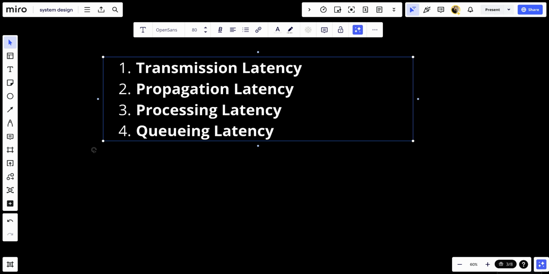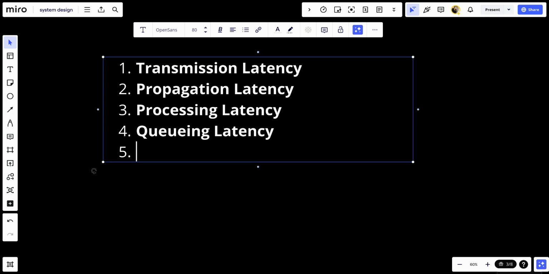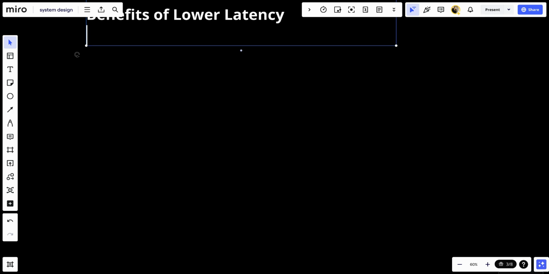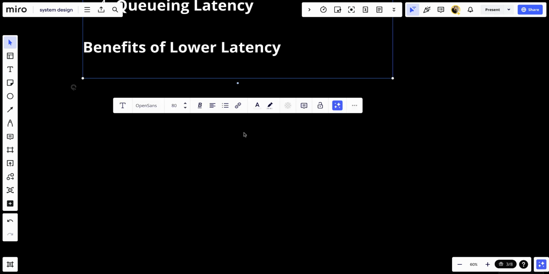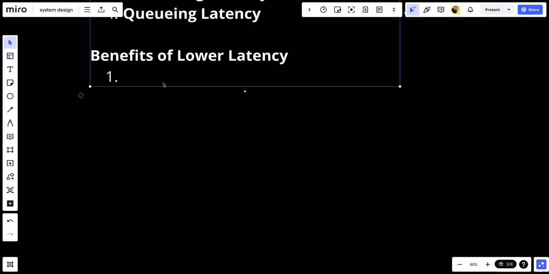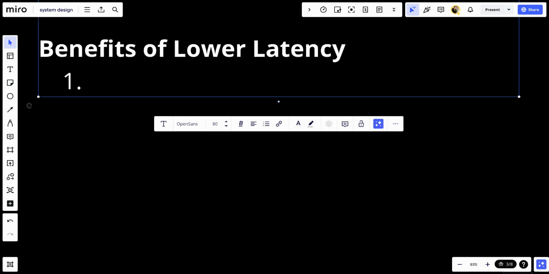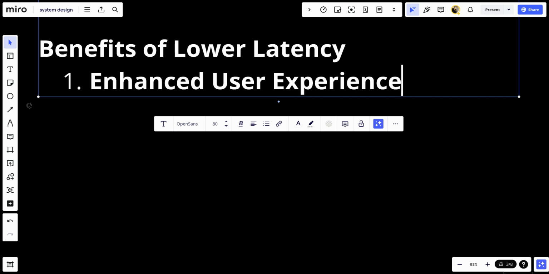Let's talk about the benefits of lower latency, what we get from that. The first thing, it will be we enhance user experience. So in applications like online gaming, video streaming, or virtual reality, lower latency can greatly enhance user experience by providing more immediate feedback in response to user actions.